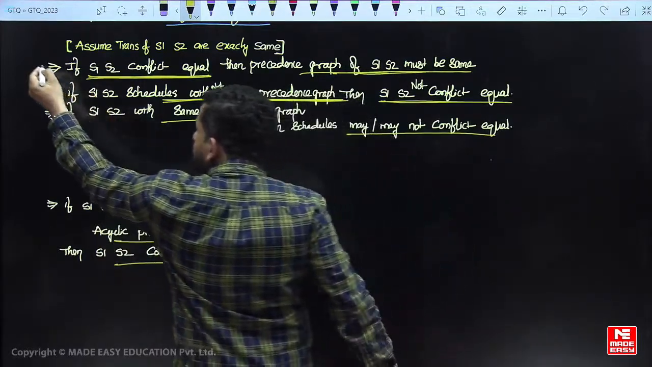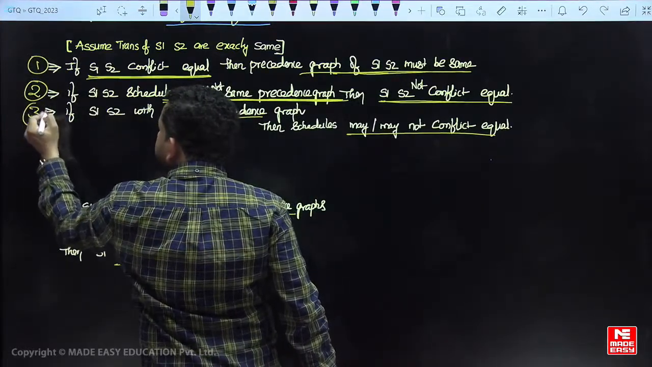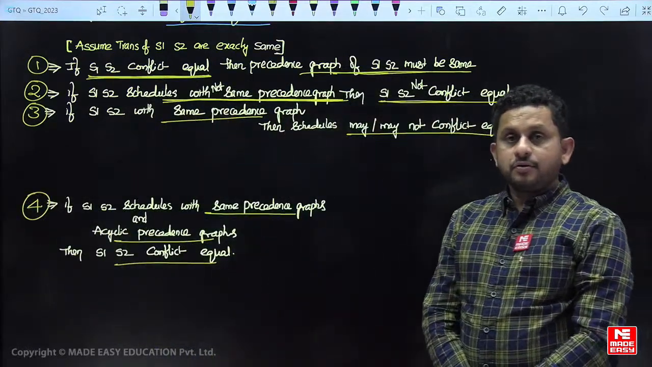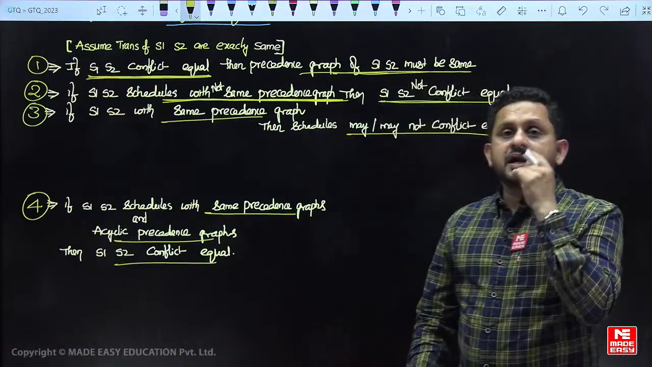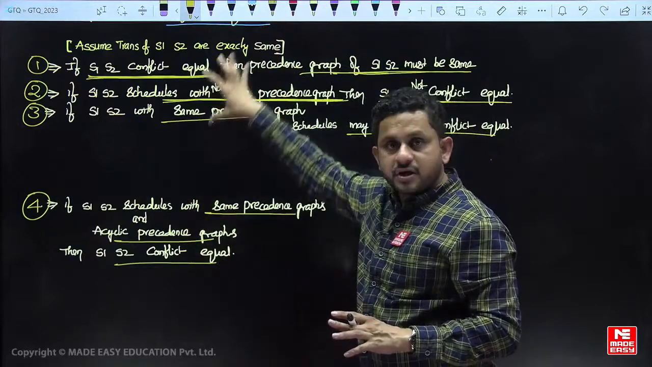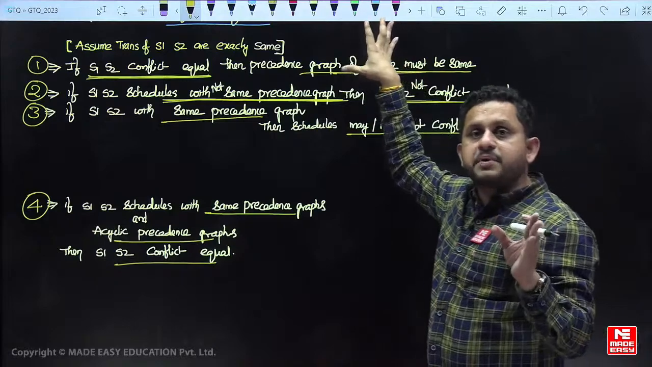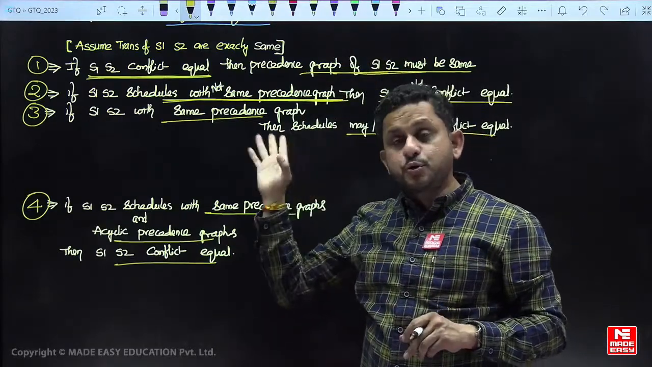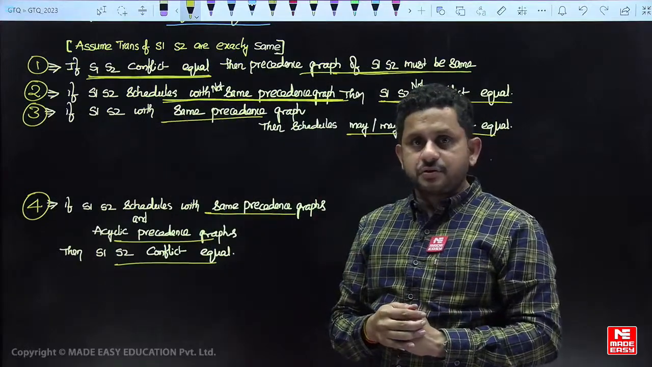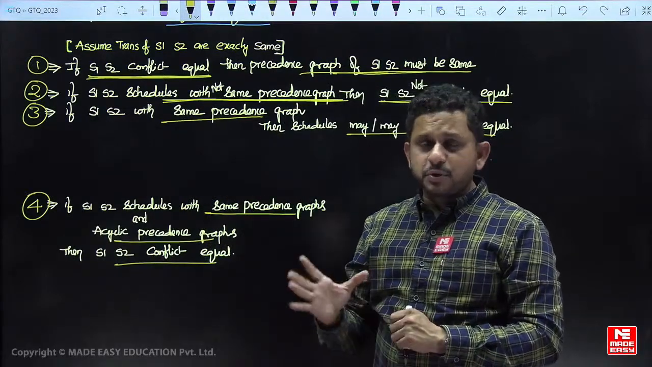So these are the four important conclusions, four important statements related to conflict equality versus the precedence graph. Just work it out with proper examples. Conflict equality testing is very important. In the last 3-4 years, last 2 years, they have repeatedly given a conflict equal schedule question or a conflict serializability question. Simple questions only.